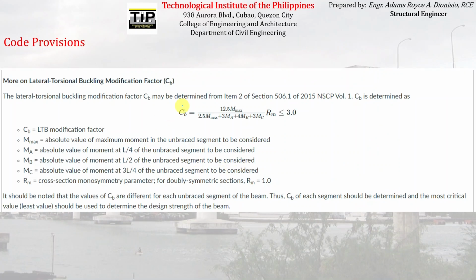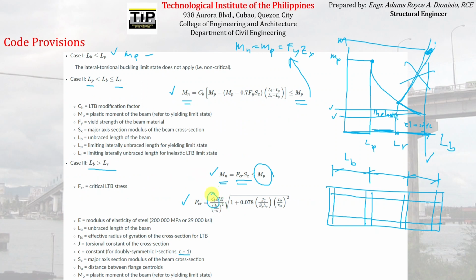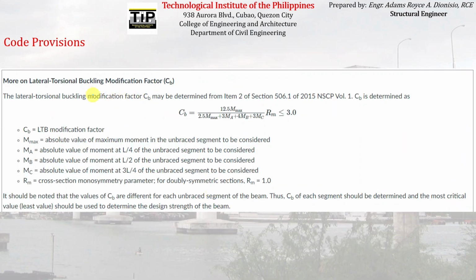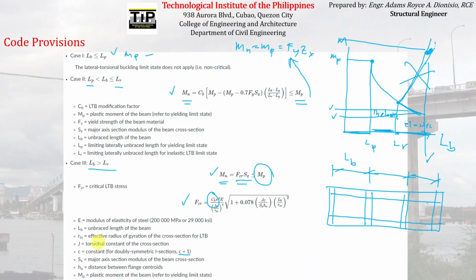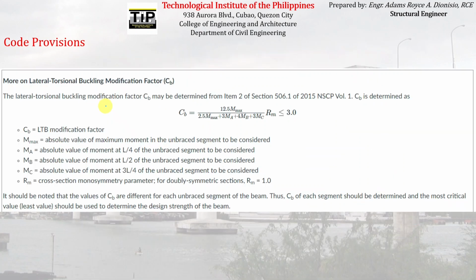So, you can see on the formula here, the factor CB. So there is actually a modification, that factor, that CB, as defined here. Ayan, yung CB na yan, which is the lateral torsional buckling modification factor, is actually equal to this formula. Okay? The lateral torsional buckling modification factor CB may be determined from item 2 of section 506.1 of NSCP volume 1, 2015, which is equal to this. Okay, so this is how you can compute for CB.